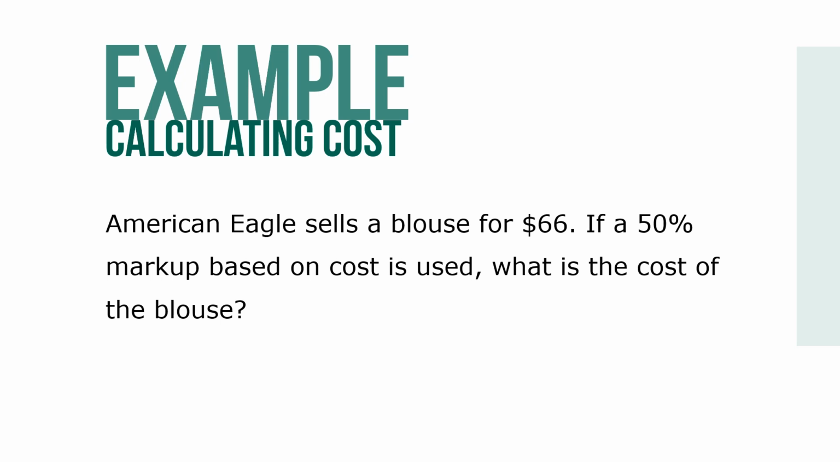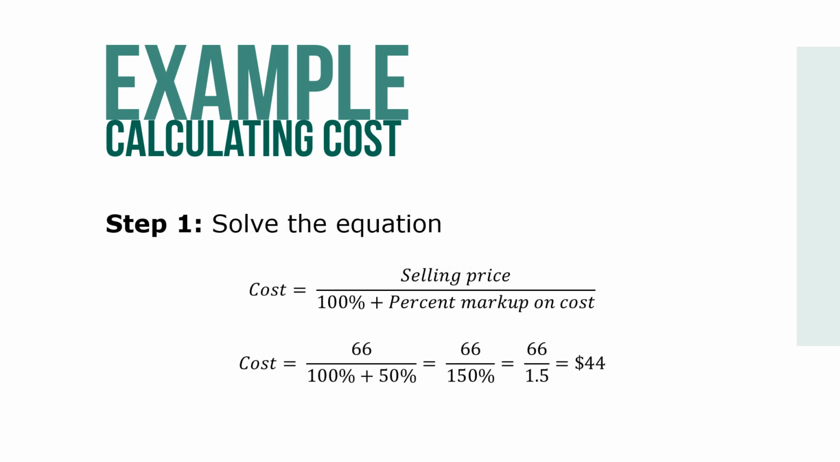Let's take a look at an example. American Eagle sells a blouse for $66. If a 50% markup based on cost is used, what is the cost of the blouse? Solve for the equation cost equals selling price over 100% plus percent markup based on cost. So cost equals 66 over 100% plus 50%, or 66 over 150%, which equals 66 over 1.5 to give us a cost of $44.